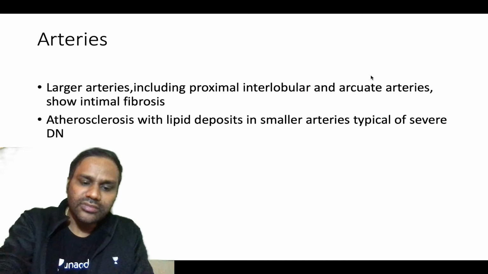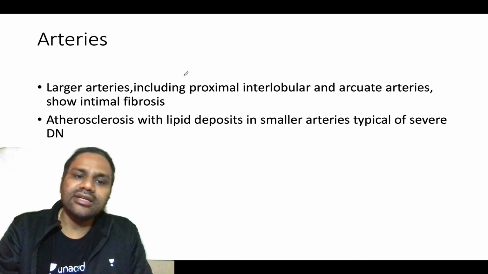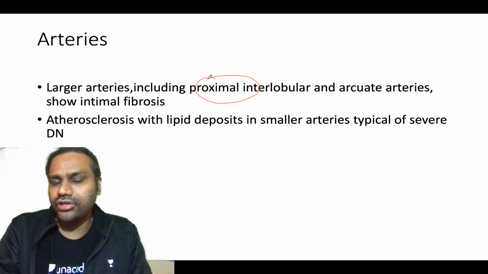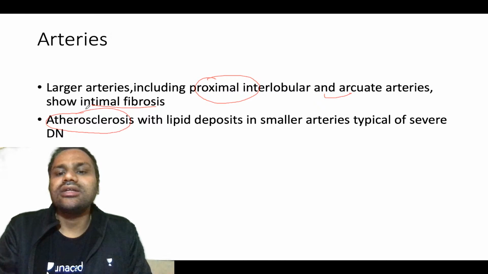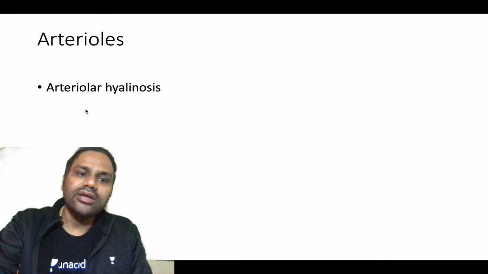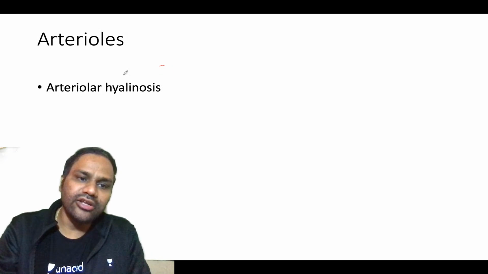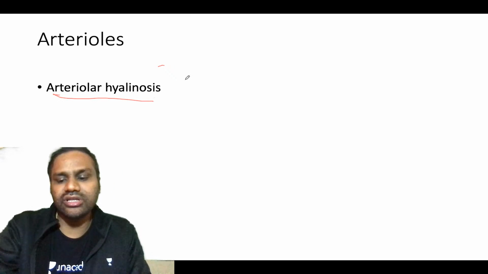Arteries, so basically large arteries including proximal interlobular and arcuate artery will show intimal fibrosis, and there can be atherosclerosis, there will be arteriosclerosis. In arterioles, arteriolar hyalinosis can be seen, which I have already shown in the image.